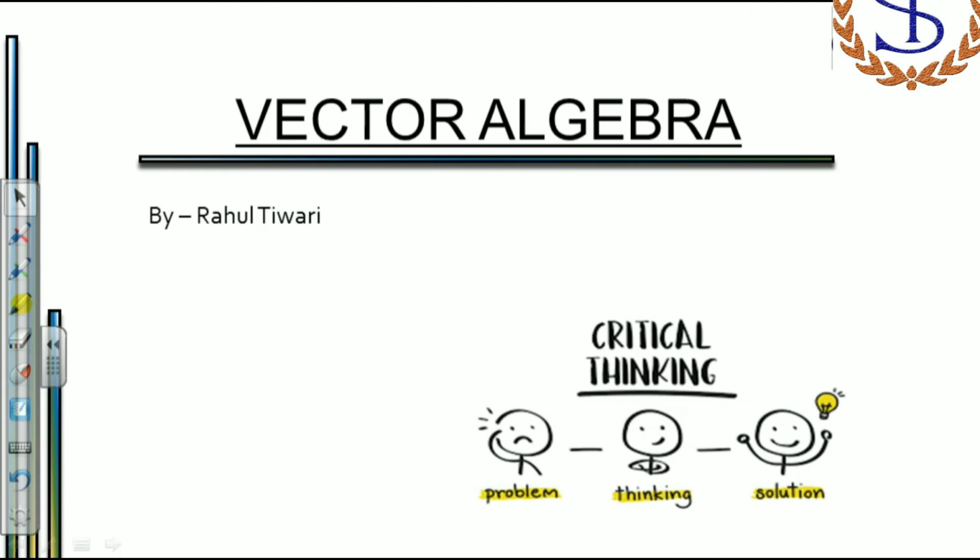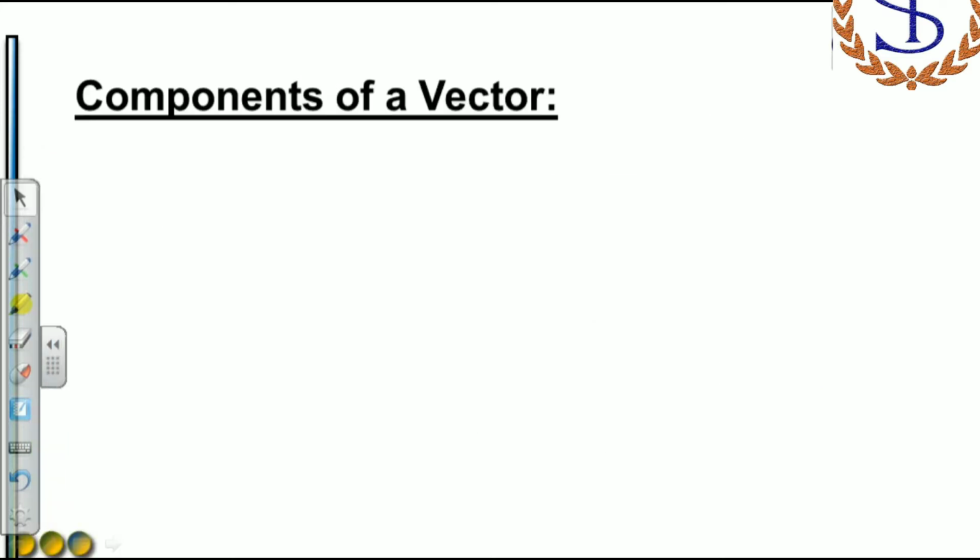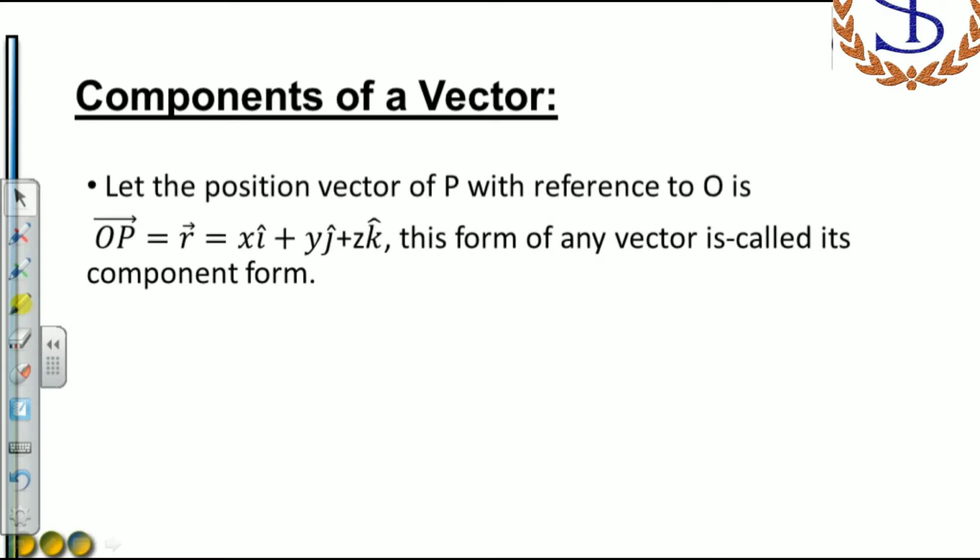Students, in the next part of the chapter vector algebra, we are going to learn something about the components of a vector. So what is the meaning of components of a vector? Let's see. Here one vector is given to us, r vector or OP vector, that is xi plus yj plus zk. Actually, what is the meaning of components? Component means the terms by the composition of which we will get our complete vector.